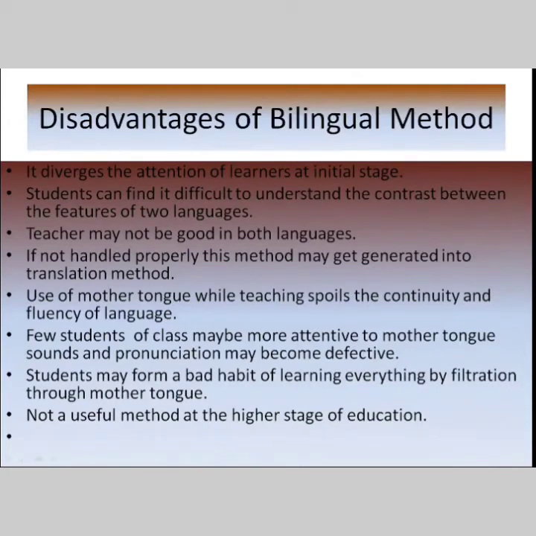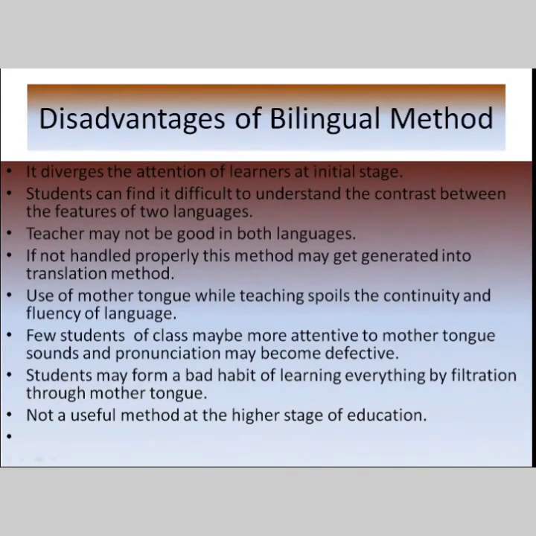Number 3, the teacher may not be good in both languages. The teacher of English may not be good in both languages. Whatever mother tongue he uses in the class while teaching English may not be up to the mark, and it may leave bad impression of the teacher on the learner. So this is another disadvantage of bilingual method.